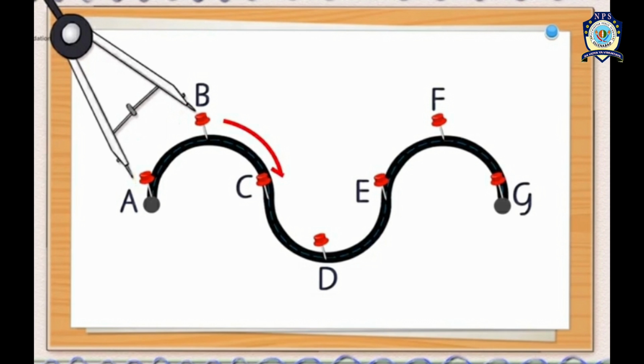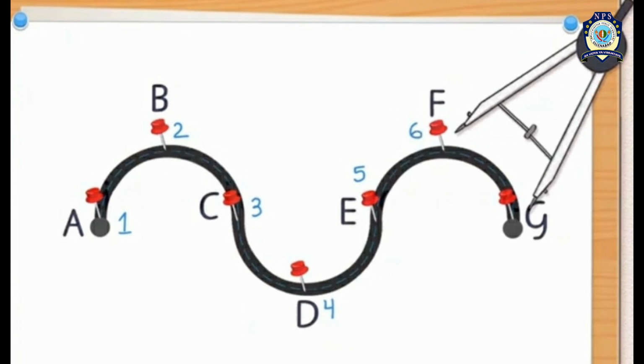Again I place the pins over the curved line from starting to ending point at different regions, and I will open up the divider from A to B, then I'll move the divider from B to C, C to D, D to E, E to F and F to G. So like this I'll move, as you can see here clearly, and I will make the markings also, that is 1 as I move from A to B, 2 as I move from B to C, 3 C to D, 4 as I move from D to E, 5 as I move from E to F and 6 as I move from F to G.